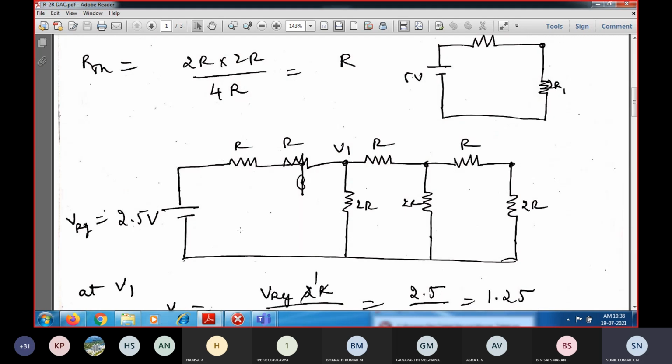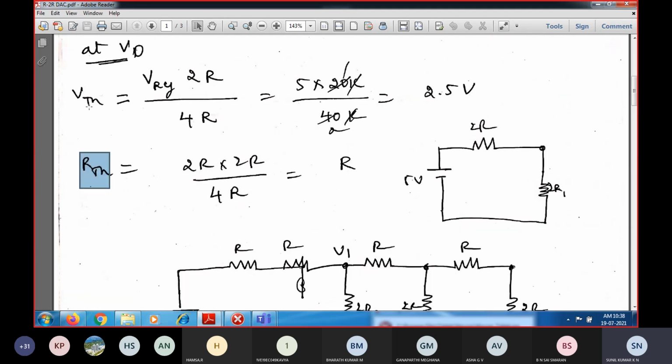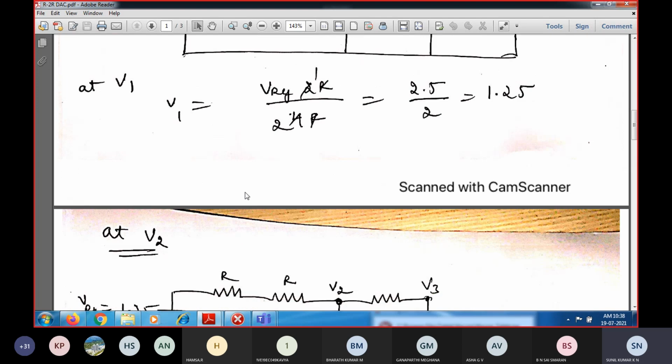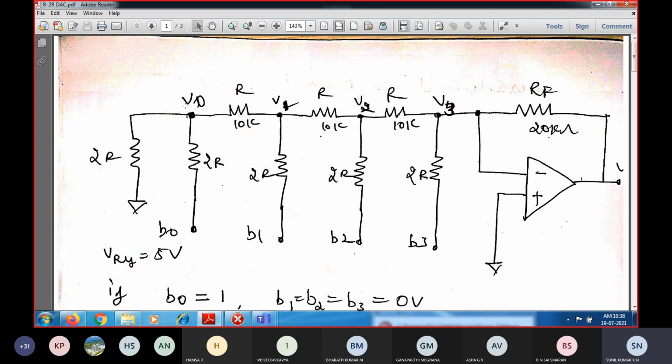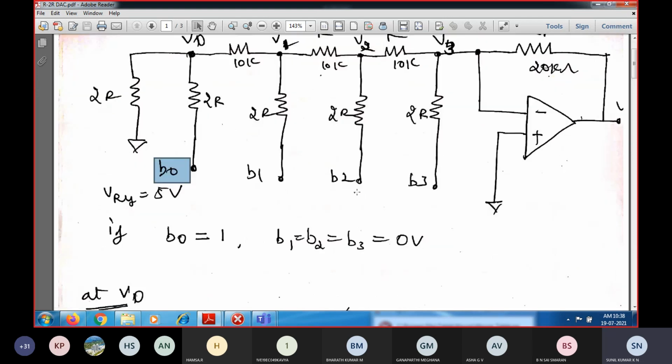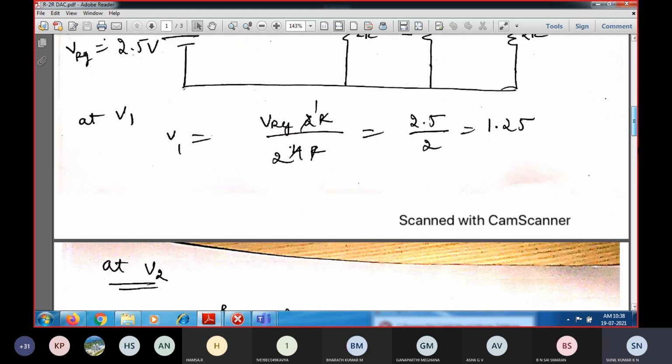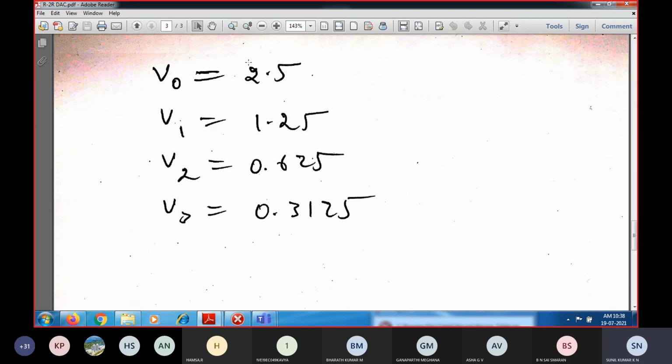Like this you have to find the equivalent Thevenin resistance and Thevenin voltage, and finally you need to find the node voltage at every point and the corresponding output voltage. I have just done this for the bit position 0, and finally we found the node voltages at V0, V1, V2, V3 respectively: 2.5, 1.25, 0.625, and 0.3125. You also need to calculate like that, and finally sum these up based upon the equation.